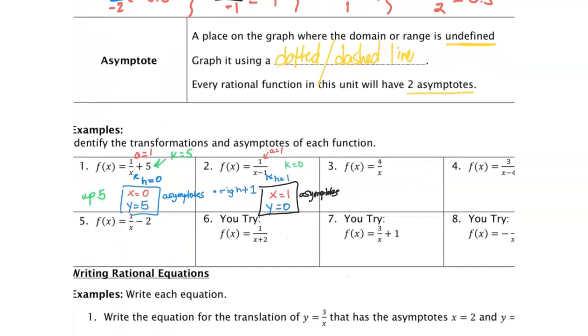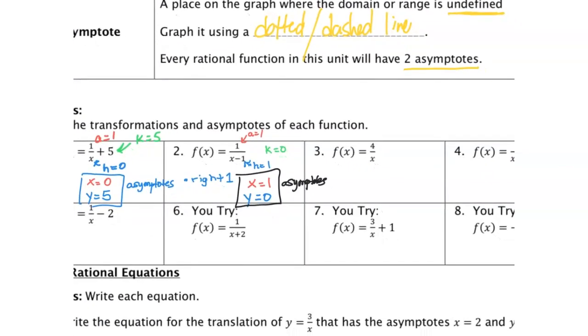Okay, let's try number 3. Number 3, we have an a value of 4. So that means that we have a stretch of 4. Okay, note that you have no h, so h equals 0. And our k is also missing, so k is defaulted to 0. So as for our asymptotes, we'll have x equals 0, and we have y equals 0. These are our two asymptotes.